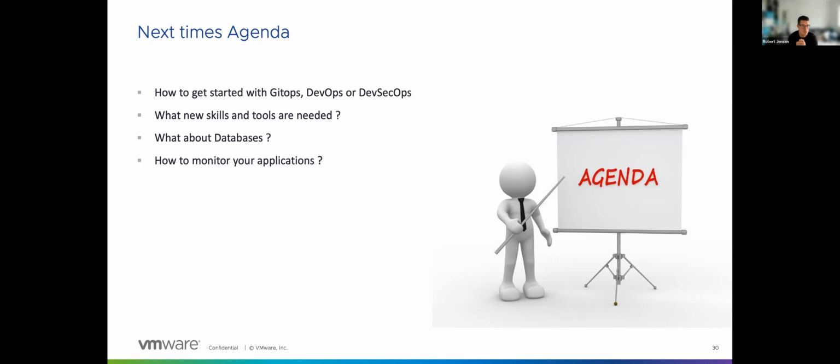We also talk about what new skills and tools are needed, because it does require some new skills and some new tools, Git being maybe one of them. What about things like databases? How do you run that? Because if you Google, can I run databases on Kubernetes, you will probably find a lot of articles saying, oh, no, you can't. But that is definitely not true. And it changes all the time. But there is a caveat to it. So let's dig into that. And how do you monitor your applications? Let's take a look at that as well.